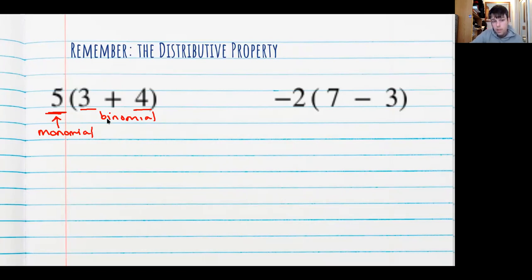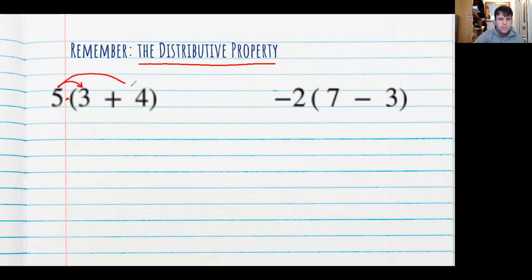There are many ways we could simplify this particular expression. If we followed order of operations, we may do this slightly differently, but we're going to look at it in terms of the distributive property. The distributive property says to take the number on the outside of the parentheses that is multiplied, so this 5 is multiplied by this, and distribute it. Multiply it to each term on the inside of the parentheses. So we're going to do 5 times 3, plus 5 times 4.